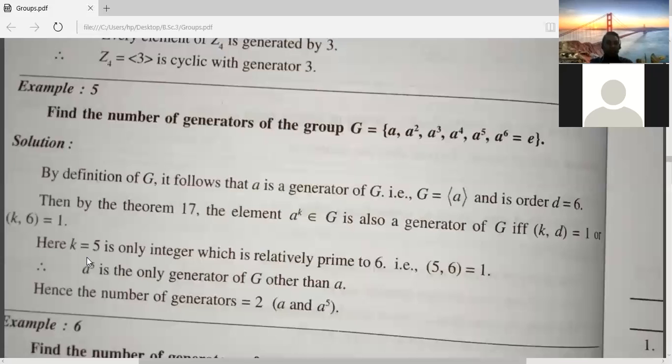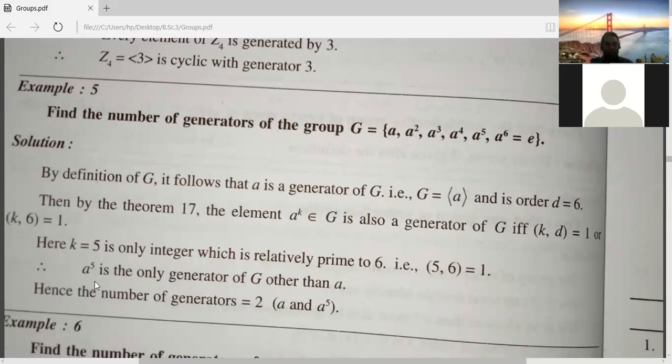Now, if you put k equal to 5, it is the only one which is relatively prime to 6. We have to take gcd(k, 6). If you take 2 here, you get how much? 2 and 6 have a common divisor 2. You can divide both by 2, so the common element 2 you get. If you take 5 and 6, they are relatively prime. There are no divisors common to 5 and 6. There is no common divisor here.